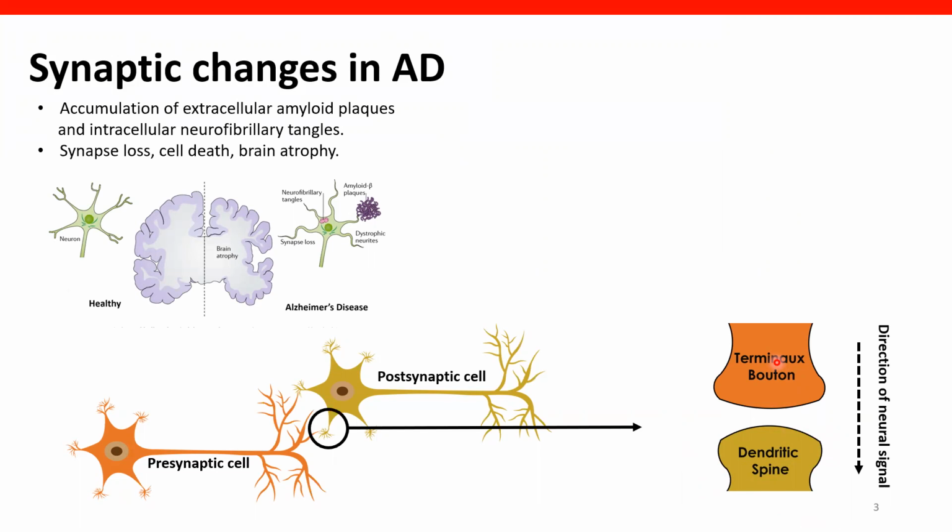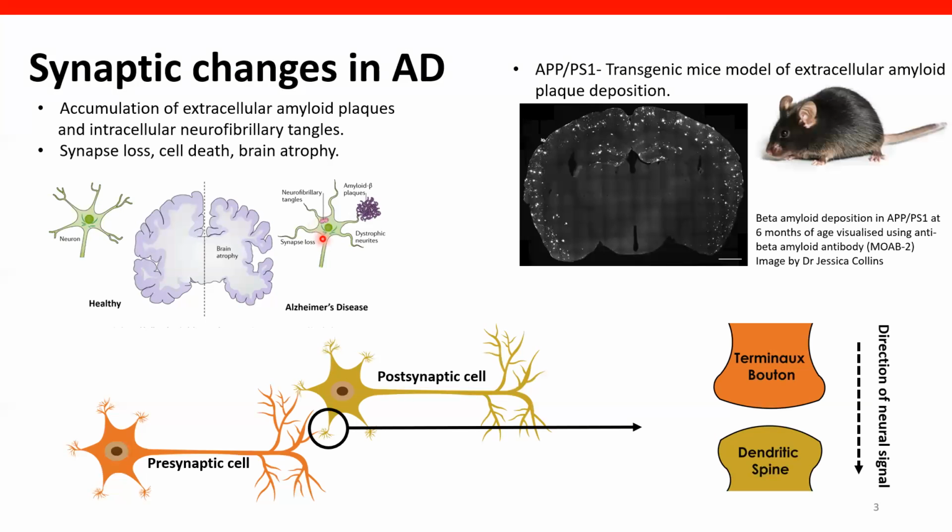Alzheimer's disease. As many of you know, Alzheimer's disease is a progressive neurodegenerative disorder that is characterized by extracellular deposits of beta amyloid plaques and intracellular neurofibrillary tangles. And some of the key hallmark pathology associated with Alzheimer's disease is synapse dysfunction that leads to synapse loss and ultimately cell death and brain atrophy.